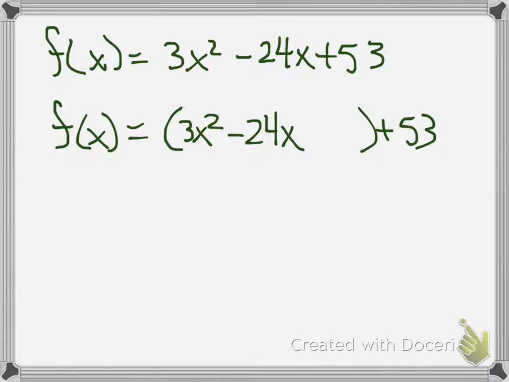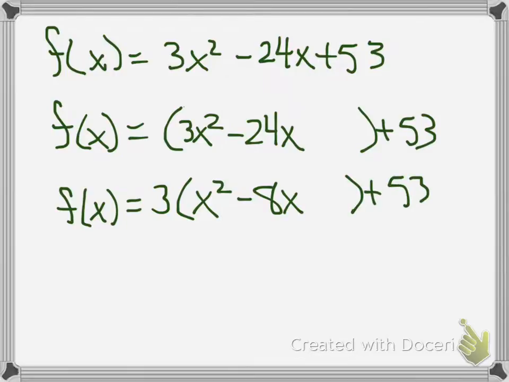Now, to do completing the square, you cannot have a number in front of the x squared. You can't have any number other than 1. So I need to get rid of that 3. So how do I get rid of the 3? Well, I divide the 3 into both the x squared and the x. So I'm factoring out the 3. So there's that 3 going out. Obviously, when I factor out the 3, I'm left with just an x squared, and 24 divided by 3 gives me a negative 8.